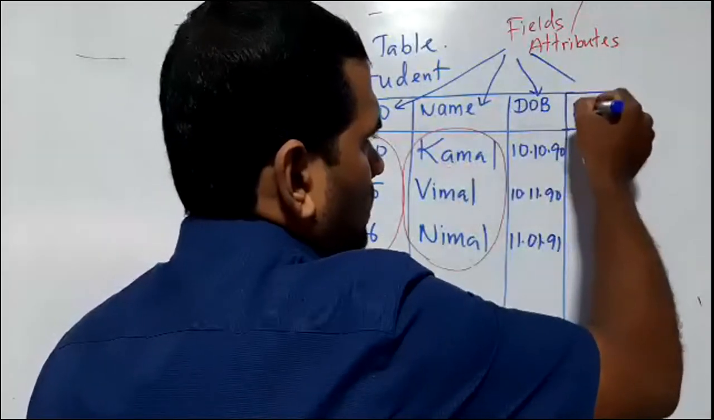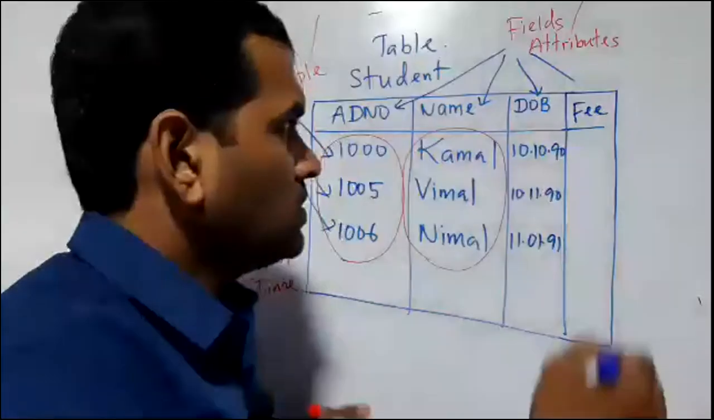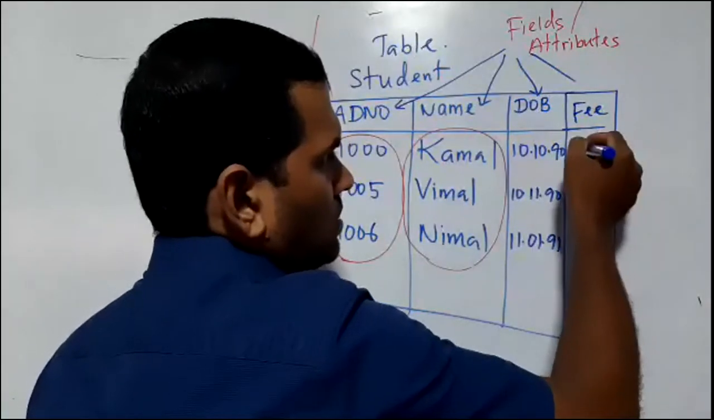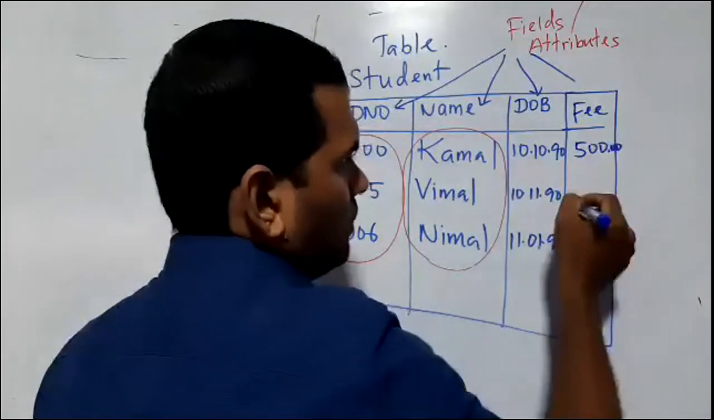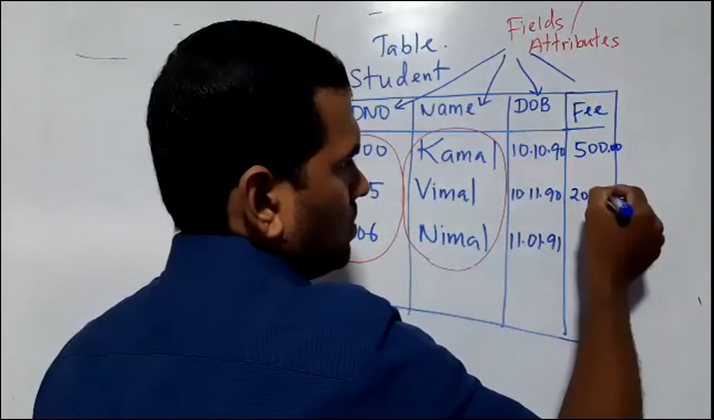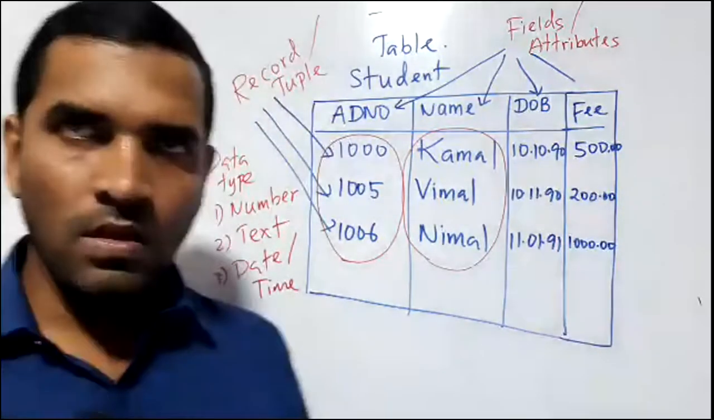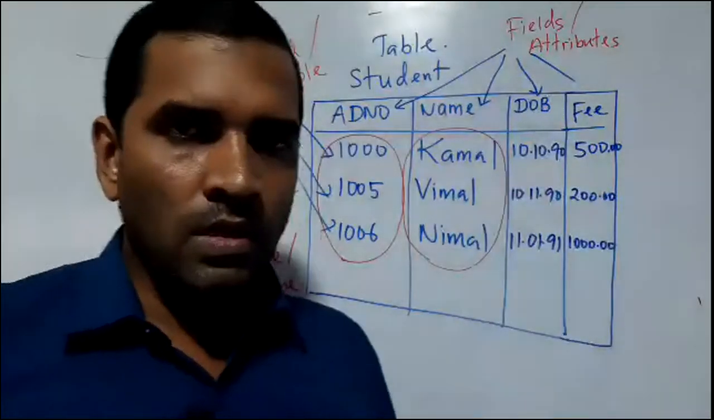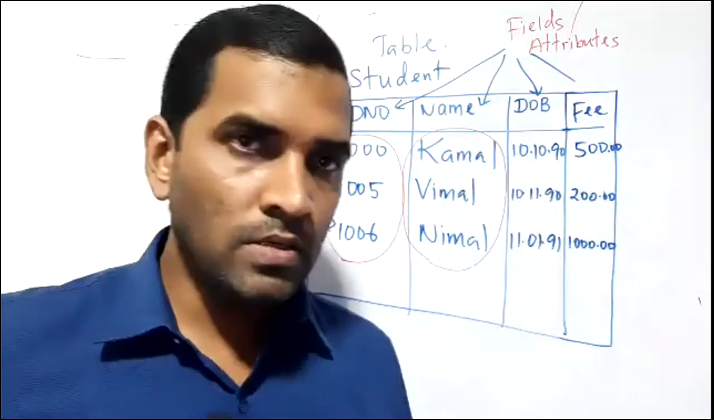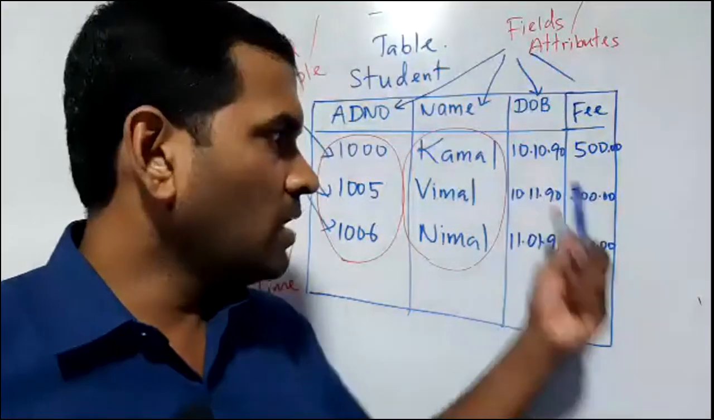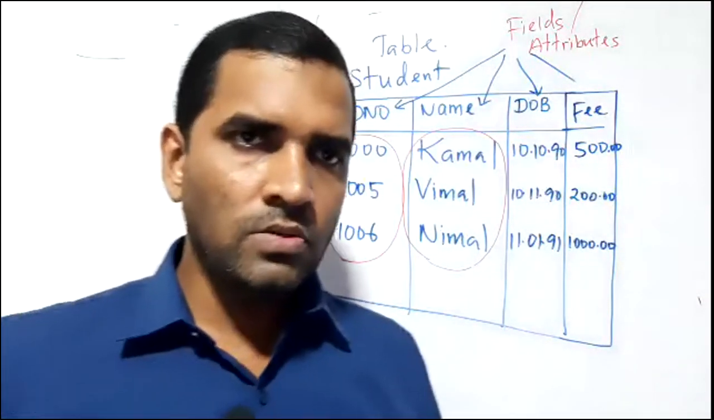Let me take this as fee. Right? I have a field called fee. So this has some fees, right? Like 500 rupees. I can put the cents too, right? 500, 200 rupees, 1000 rupees. Okay. The field fee has data which are related to money, which are related to currency. You can't say that they are numbers. It seems to be a number, but we can't say that they are numbers because they are related to currency.